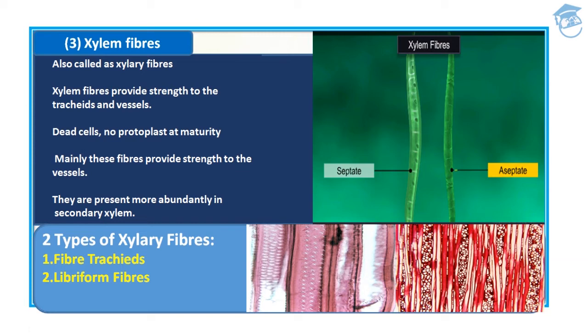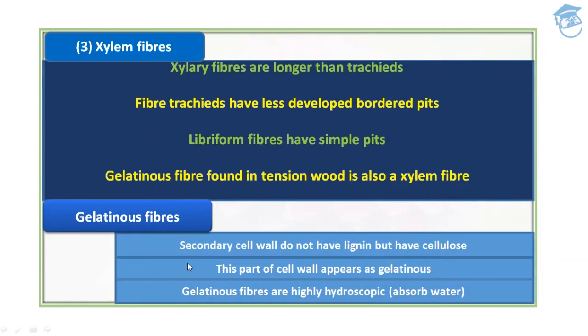They are present more abundantly in secondary xylem. Okay, so this is xylem fiber, this is septate, and this is aseptate. Students, it is seen that 2 types of xylary fiber are found. First is fiber tracheid, and second is libriform fiber. Okay, 2 types of xylary fibers are seen.